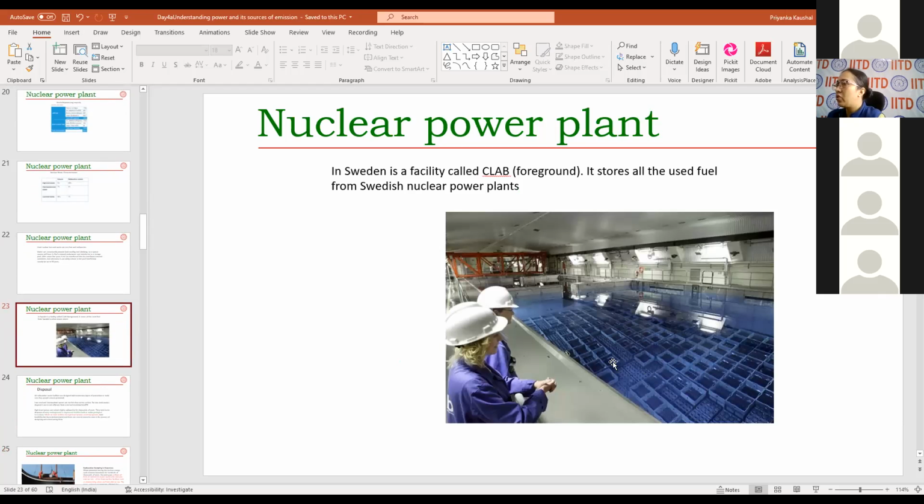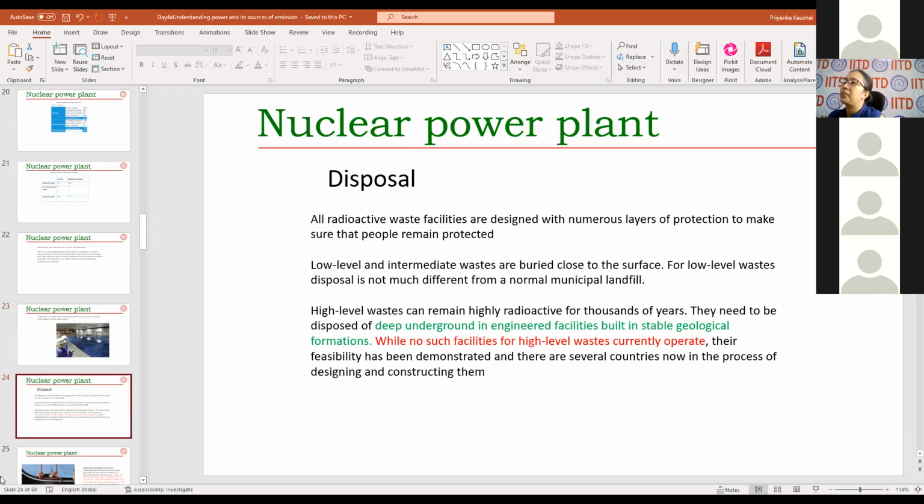So this is one facility, as you can see here, most of them are like this, even this facility is underground. Here in Sweden, they have this facility on ground. And as you can see here, after the nuclear fuel has been used, they have been put in water like this. Now they will remain like this for many years.